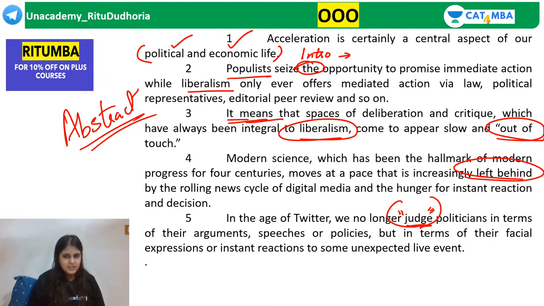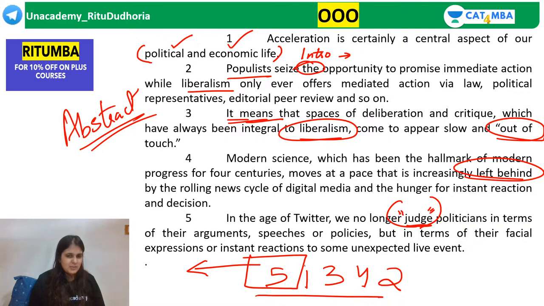If sentence 5 is at the start, then I will start with 5. Then I will put 1. Then after 1 I will have to put 3. Then I will put 4. Now suppose I'm arranging it in this way: 5, 1, 3, 4. Then I'm going to put 2. First one goes out because this link is more important because of the opportunity. Did all of you understand this? Yes or no, Rohit? Got it?